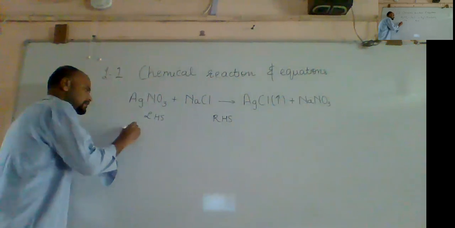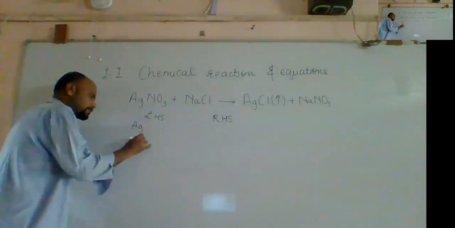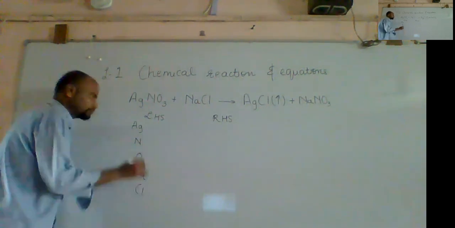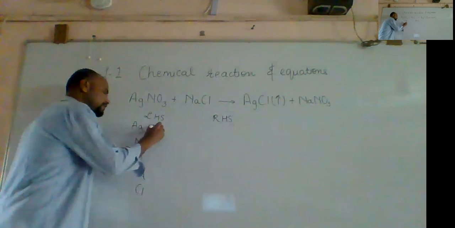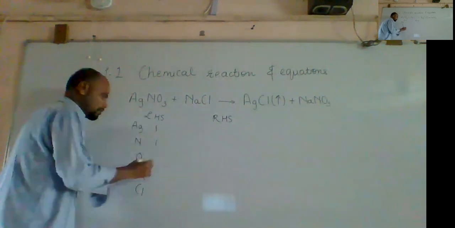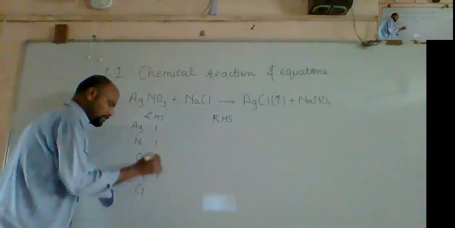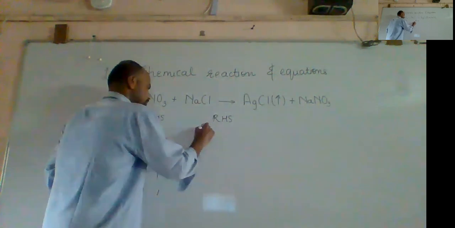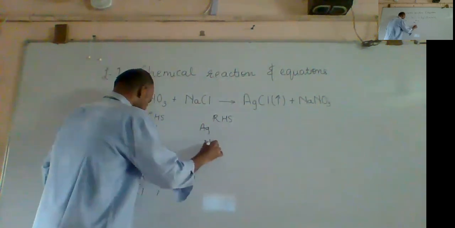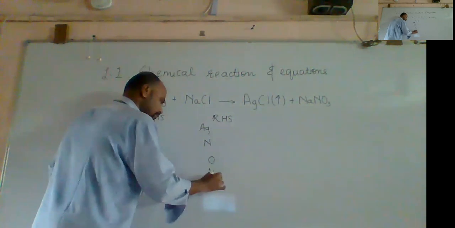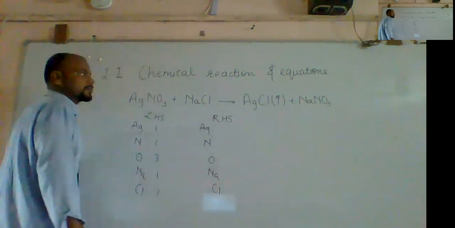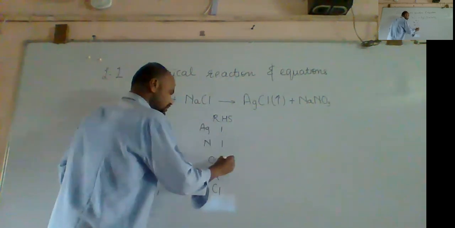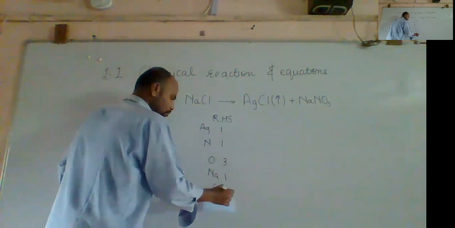Writing down the elements: silver, nitrogen, oxygen, sodium, chlorine. So the number of atoms of silver is 1, nitrogen is 1, oxygen is 3, sodium is 1, chlorine is 1. Same way on the product side, if you write Ag, that is silver, nitrogen, oxygen, sodium, and chlorine. So here silver 1, nitrogen 1, oxygen 3, sodium 1, and chlorine 1.